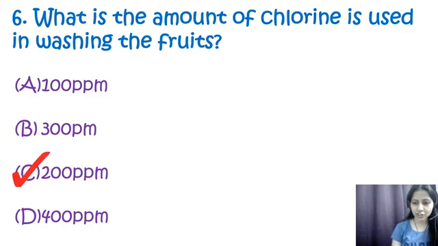So for sanitation of fruits and vegetables, a concentration or range of 100 to 200 ppm of chlorine is usually taken, and this concentration is enough to kill the harmful microorganisms without damaging the produce or causing harm to the consumers. So over here the correct option is C, that is 200 ppm.